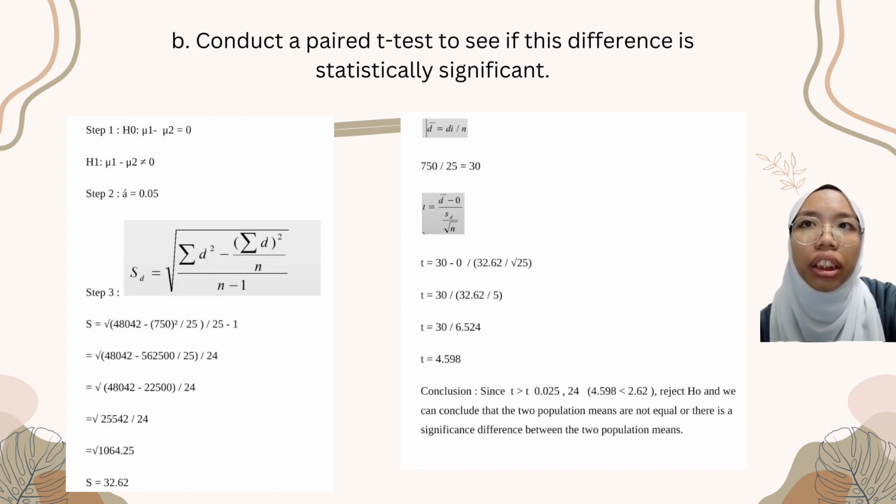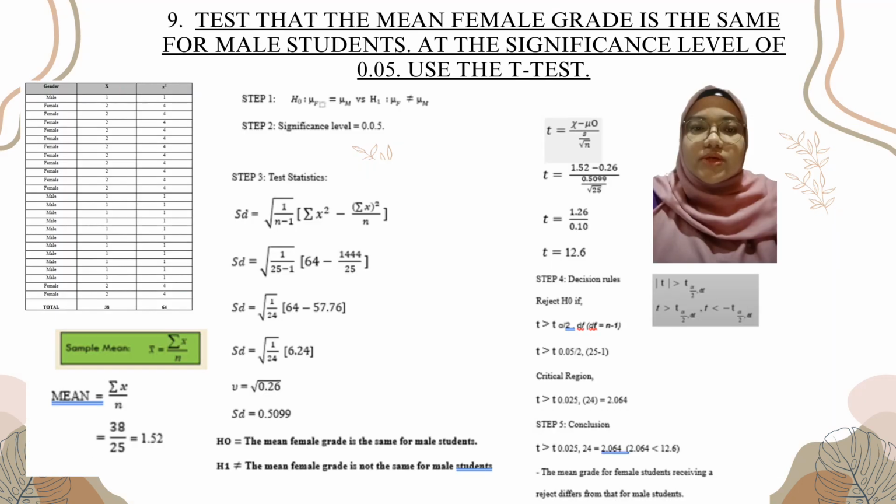For T, 30 minus 0 divided by 32.62 divided by root 25. T equals 30 divided by 32.62 divided by 5, equals 30 divided by 6.524. T equals 4.598. Conclusion: since T is bigger than t 0.025 with 24 degrees of freedom, 4.598 is bigger than 2.062, reject H0, and we can conclude that the two population means are not equal, or there is a significant difference between the two population means. Question number 9.